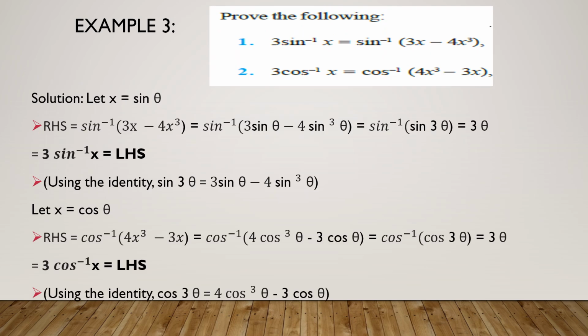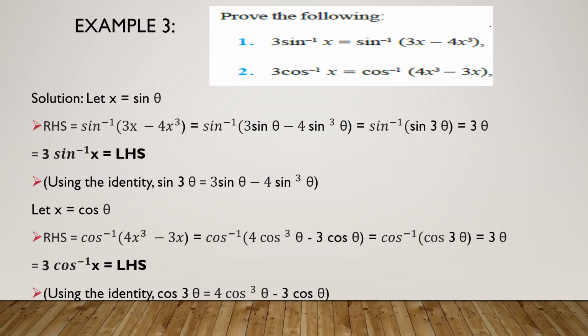Example 3, you have to prove the following two equations. First one, prove that 3 sin inverse of x is equal to sin inverse of 3x minus 4x cubed. Now see, we are going to use the trigonometric identities. The whole chart, all the formulas for trigonometric identities you should remember. Looking at the example, as you practice more, you will come to know what assumption you are going to take for x, so that you can prove the given equality. Here, first of all, let us take x is equal to sin theta.